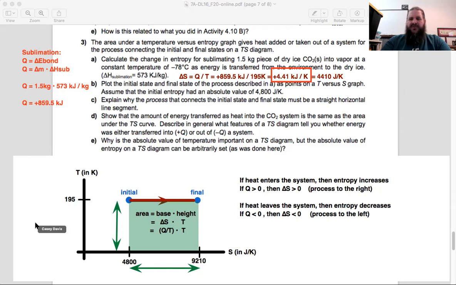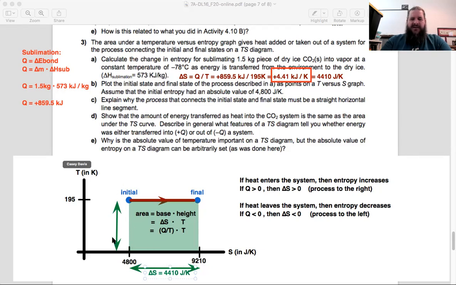Yeah, the 4.41 kilojoules per Kelvin, or 4,410 joules per Kelvin. Because that's not the entropy, that's the change in entropy. And note that that's exactly the width of the rectangle here. It doesn't matter what the entropy is. It doesn't matter how much empty space there is back here on the left side of the graph. The important thing is the change in entropy, because that change in entropy is the width of the rectangle.